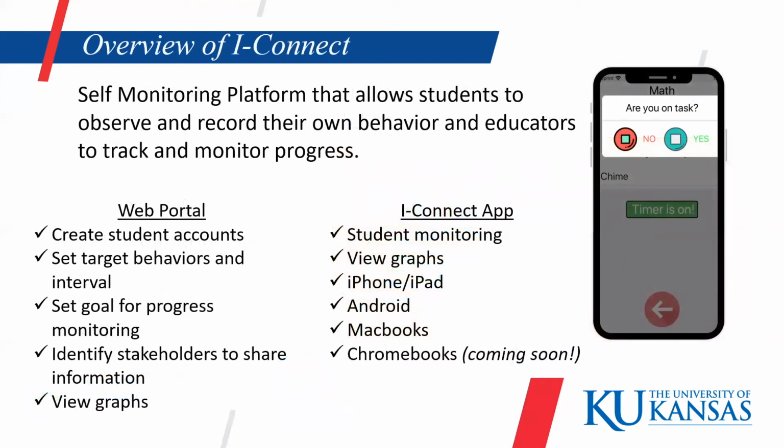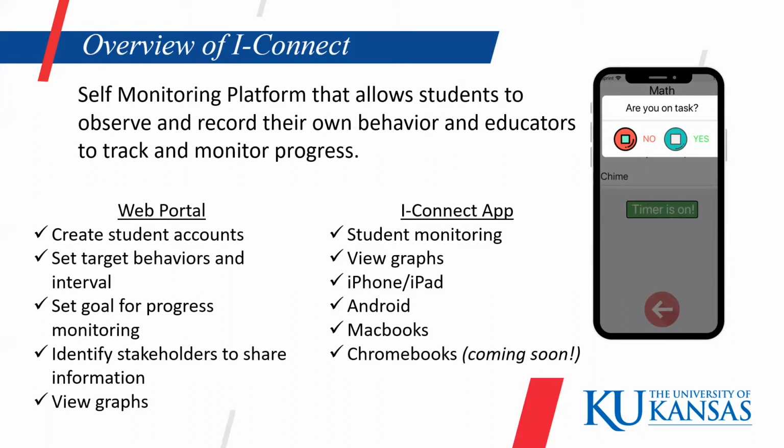This self-monitoring platform allows students to observe and record their own behavior and educators to track and monitor that progress. It has 2 parts. There's a web portal. This is the website where you can create student accounts. You can set target behaviors and the interval lengths that the students will record. You can set a goal for them to progress, so you can set it at 80% or 90%. And you can identify stakeholders to share information with. This is also the place where you can view graphs of progress.